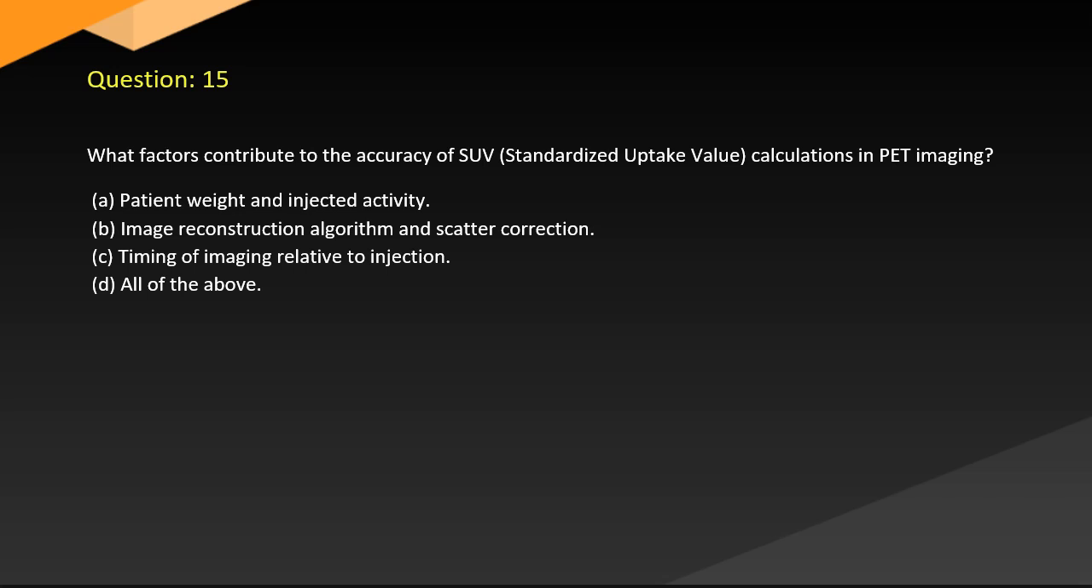Question 15. What factors contribute to the accuracy of standardized uptake value (SUV) calculations in PET imaging? A. Patient weight and injected activity. B. Image reconstruction algorithm and scatter correction. C. Timing of imaging relative to injection. D. All of the above.